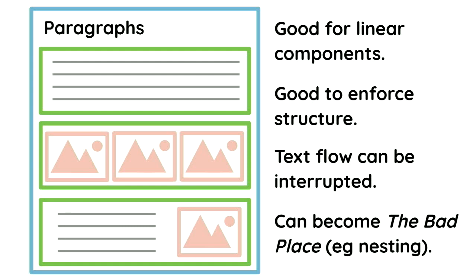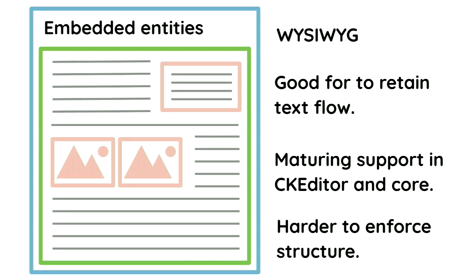But the downside is the text flow is interrupted. So semantically, the text on this page is the top part and the bit at the bottom, and the rest is just, you know, beauty, right? And so in the database, that's been disrupted. There's no text flow. And so using something like entity embed, where you're actually embedding that within the text, it's good from a content modeling point of view because you're not disrupting the text flow.